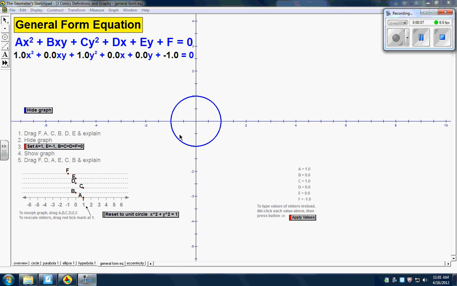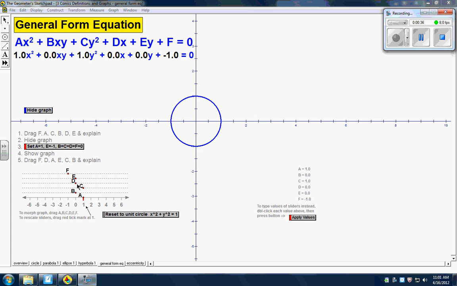So I'm not sure if you guys had a chance to play around with this in the computer lab when I took you in there that one day, but now that we know what this B value is, it deals with rotations, we can play around with this. So right now we have basically a circle with a radius of 1. So A and C equal 1, and F is negative 1 because we swing it to the other side. It'll give us a radius squared of 1.